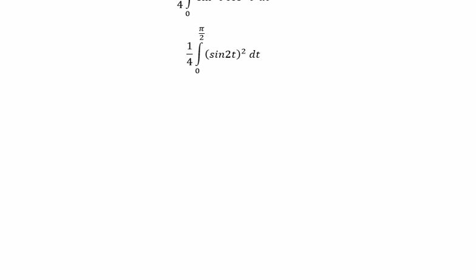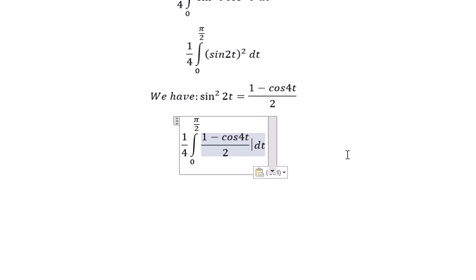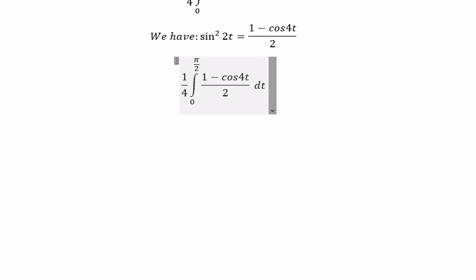Next, we have sin 2t squared equals to 1 minus cosine 4t over 2. So we put this one in here. And now we can get the final answer.